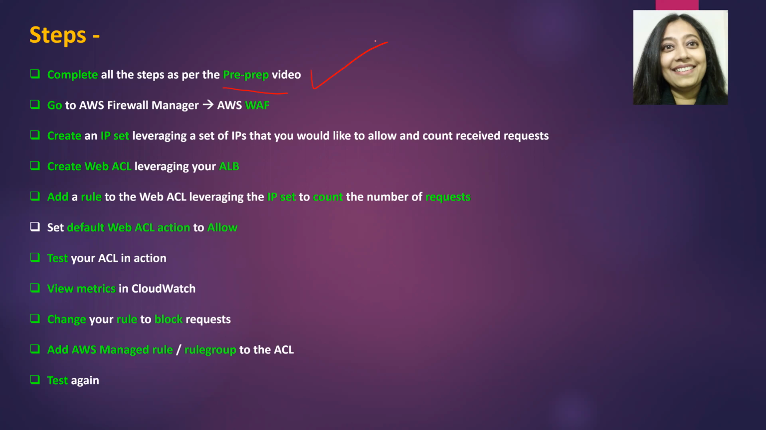What is the next thing that we are going to do? The next thing is we are going to go to AWS Firewall Manager and then go to WAF. Over there, we are going to create an IP set, and we will be leveraging a set of IPs that we would like to allow. That means the IPs whose request we are going to fulfill. So if you get a request from that very specific IP address, you will allow that request, you will fulfill that request, as well as you will count the request received from that very specific IP address. So that's what we are going to do. We are going to allow and we are going to count the requests received.